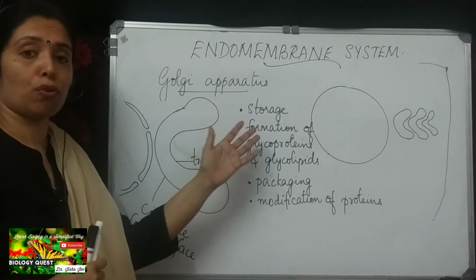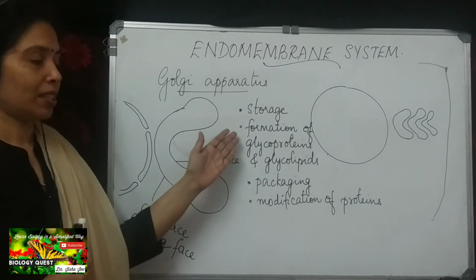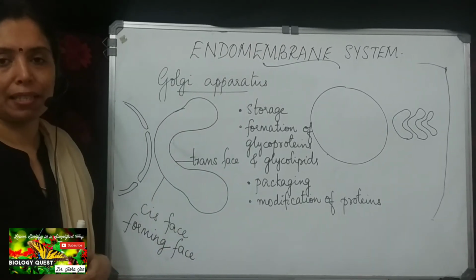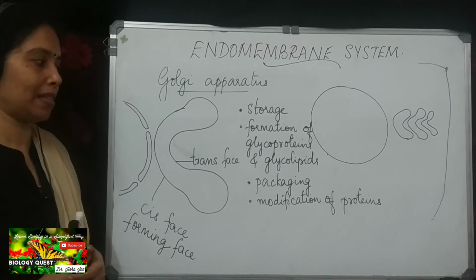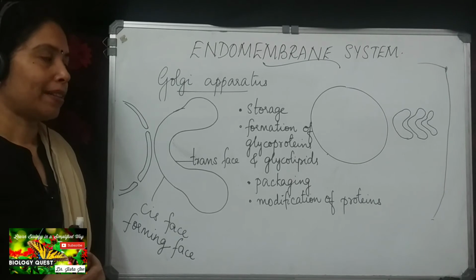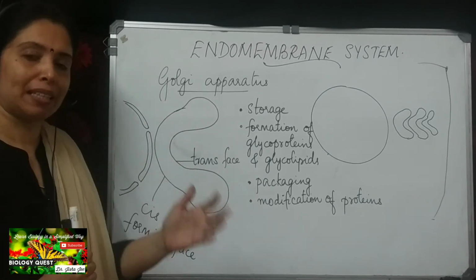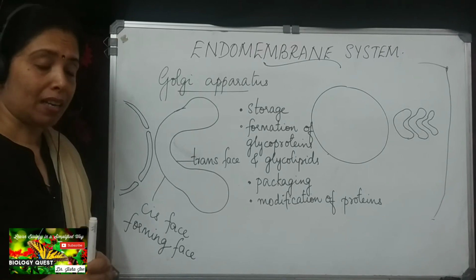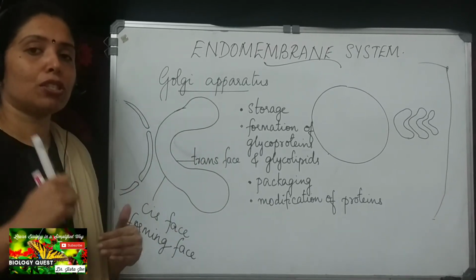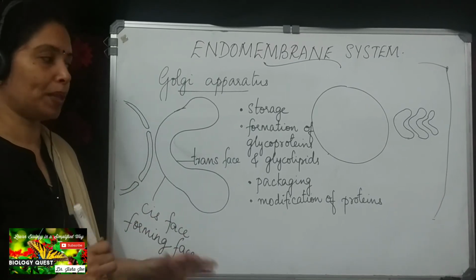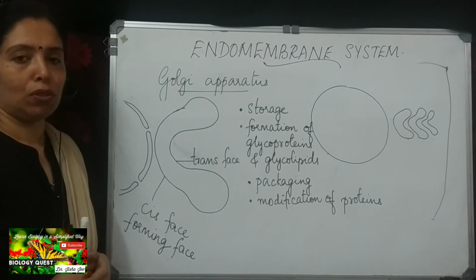Okay, the first function is the storage of materials. Golgi apparatus is concerned with the storage of substances. Second function, it is concerned with the formation of glycoproteins and glycolipids. So they are the important sites for the formation of glycoproteins and glycolipids inside the cell. Then third point is that the Golgi apparatus is concerned with packaging of materials. The materials that are to be transported within the cell or to be secreted outside the cell are packaged within the Golgi apparatus. That is, the packaging of materials to be transported takes place in the Golgi apparatus.